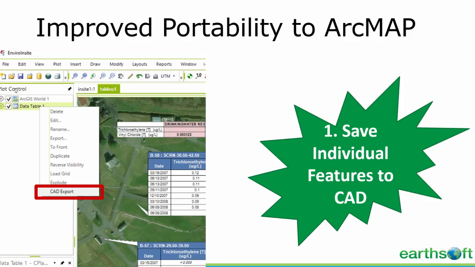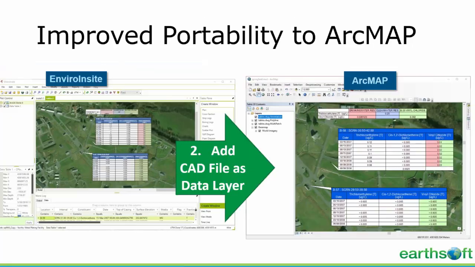You would come in here and right-click on an object you want to export. In this case, it's a data table. You click CAD export, and behind the scenes, you don't see it, it's going to explode the blocks. So it takes groups of lines and polylines and text and breaks them up into their pieces and saves that out to CAD. That's important because ArcMAP doesn't really know what to do with blocks within CAD files. So that's number one, you save those features to CAD. Number two, you add the CAD file as a data layer.